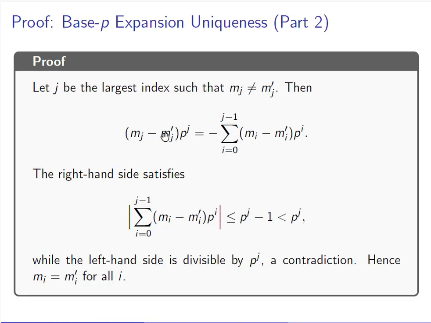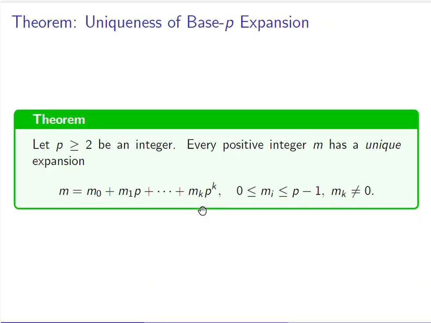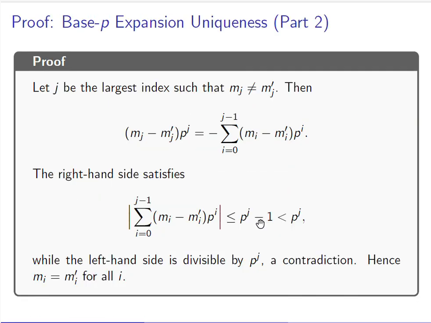So if you look on the left-hand side, you can see that p^j divides this. This is something times p^j. So p^j divides this side. However, if you look at this side, we can take the absolute value of this. Now look at this number here, mi minus mi prime. Each of them is less than or equal to p minus 1, so therefore their difference is also less than or equal to p minus 1 in absolute value.